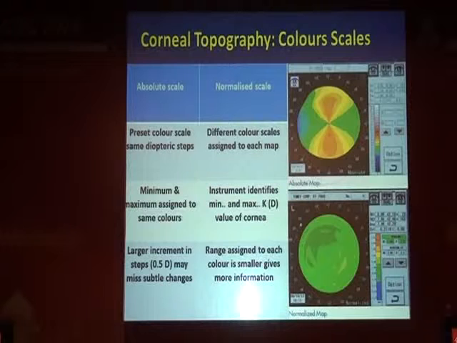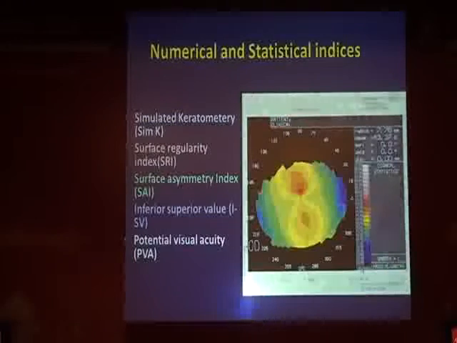If it is the absolute scale, it uses the preset color scale and the same dioptric steps for that range, and the steps can be in increments of 0.5 diopter or 1 diopter. So look at what the increment is. Whereas in the normalized scale, the steps are smaller. Once the range is small, more information is obtained.